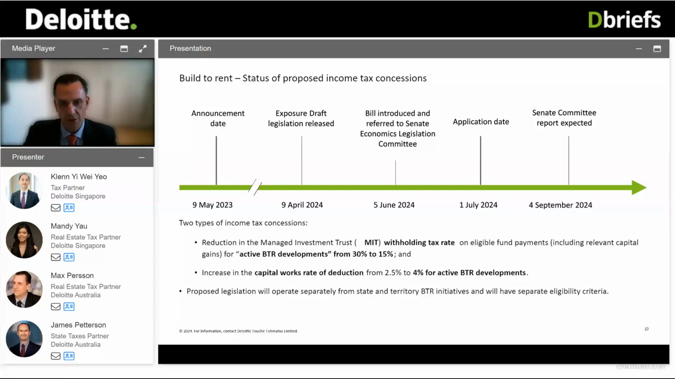So what are the concessions? Well, there's two types. The first one is a reduction in the managed investment trust withholding tax rate for active BTR developments, which is a new definition, reducing the rate from 30% to 15% for foreign investors. Secondly, all investors can benefit from an increase in the rate of capital allowances from 2.5% to 4% on construction costs. Importantly, the criteria to qualify for the proposed income tax concessions are not the same as for the various state BTR concessions, and so all of the various requirements need to be considered together.